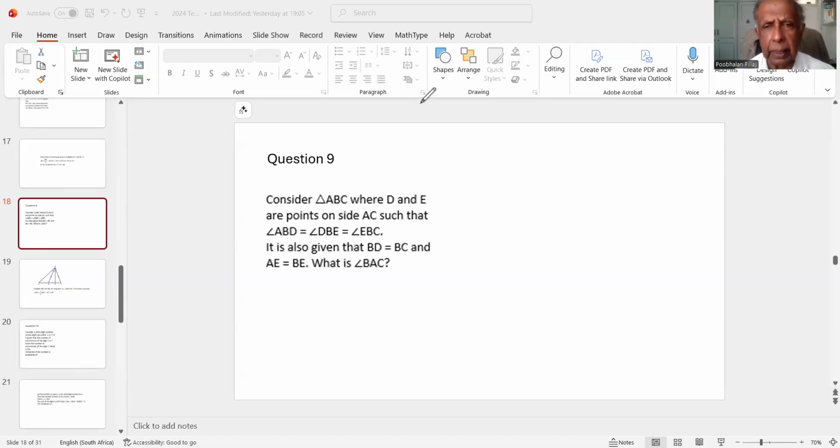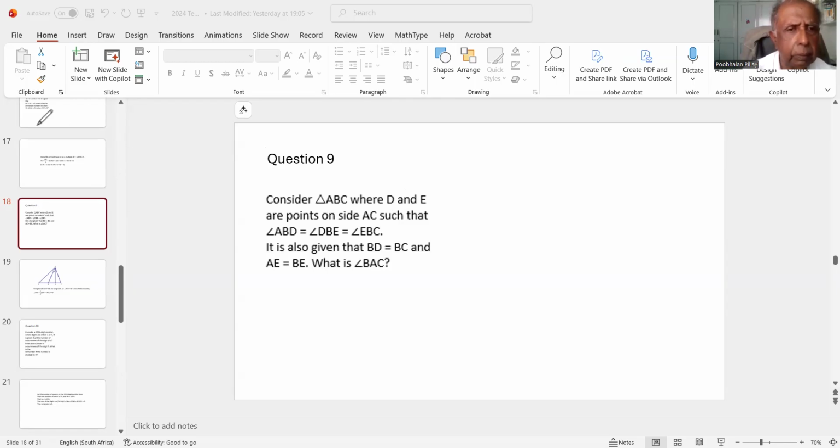We move on to question 9. Question 9 says, consider triangle ABC where D and E are points on the side AC. All right, so there is no diagram given here. So we have to draw our own diagram.